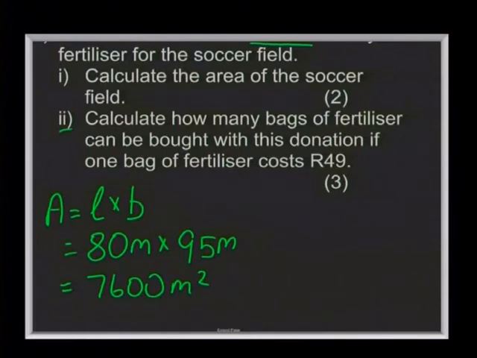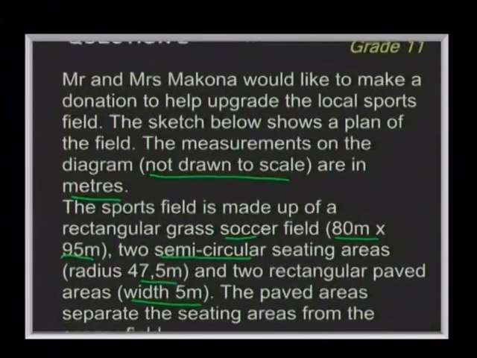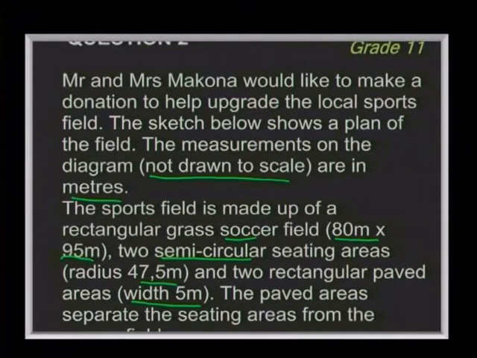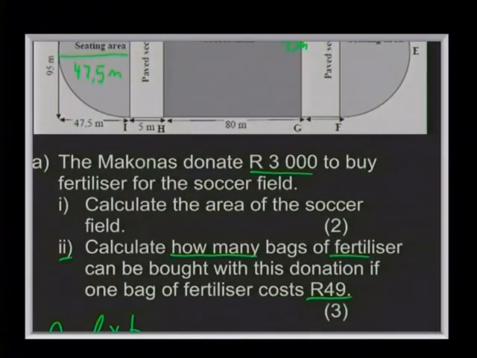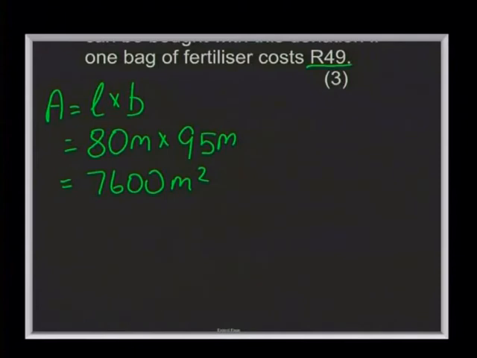Second part of the question says, calculate how many bags of fertilizer can be bought with this donation if one bag of fertilizer costs 49 Rand. Again, it's got nothing to do with our area, but first we've got to work out how much money they spent. They made a donation, it was somewhere up here, let's find that number. No, it was in the question. They donated 3,000 Rand to buy fertilizer. So we've got our amount of money, which was 3,000 Rand.